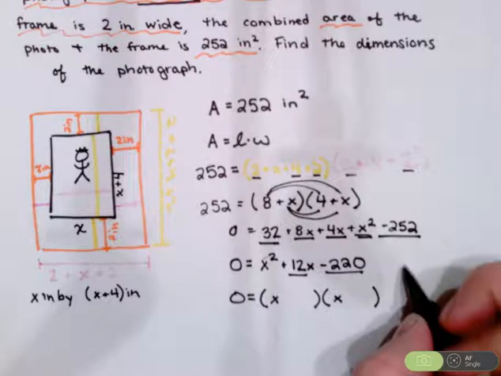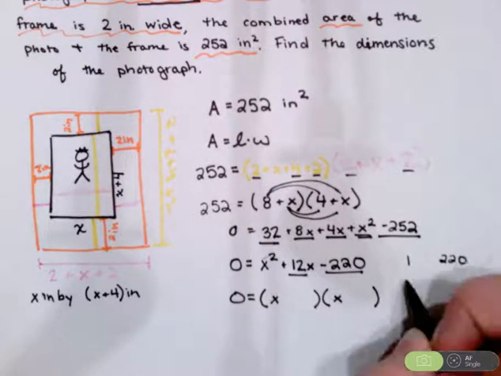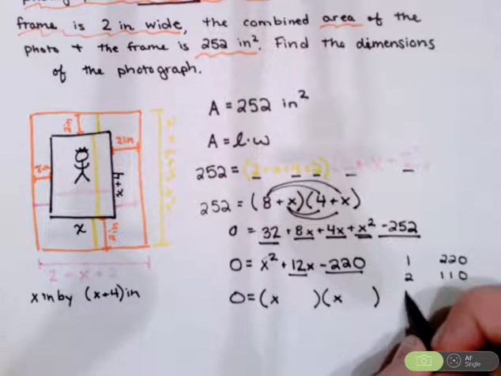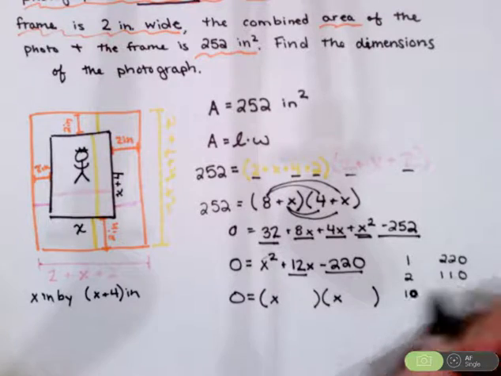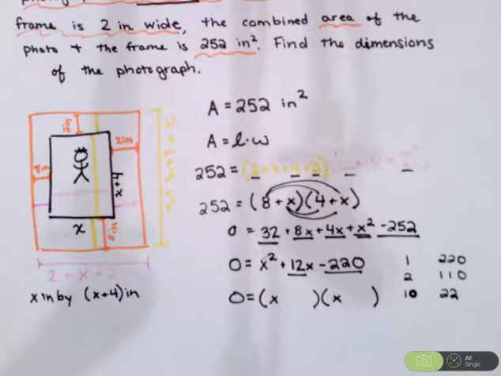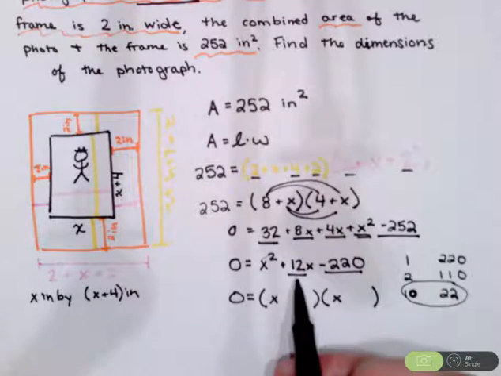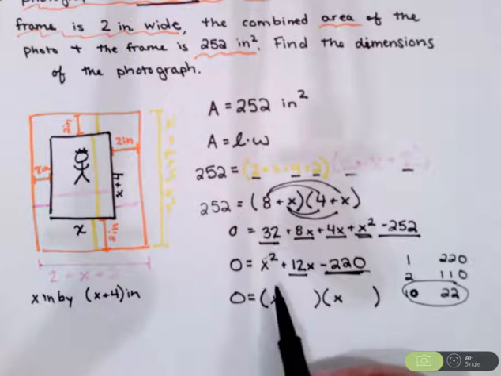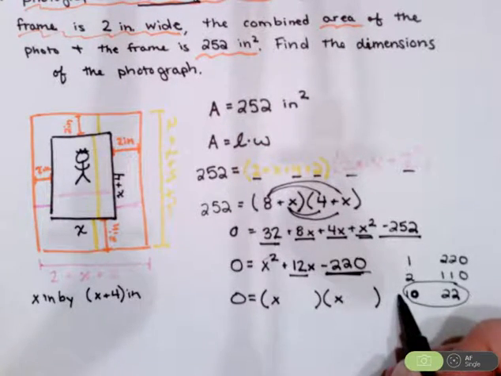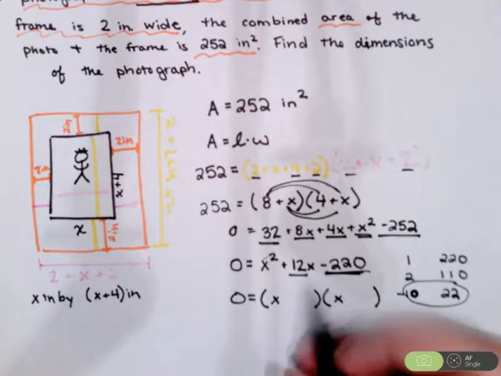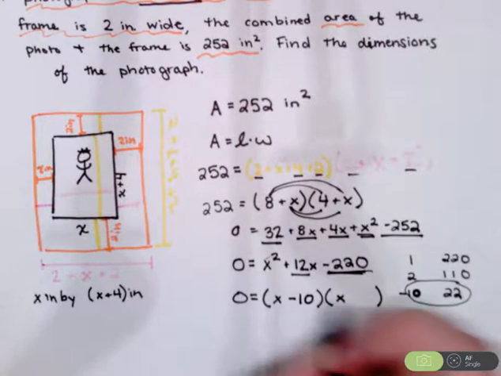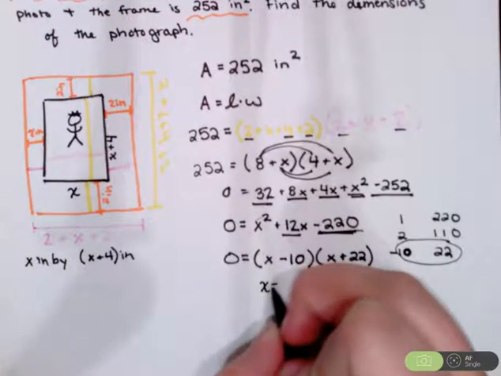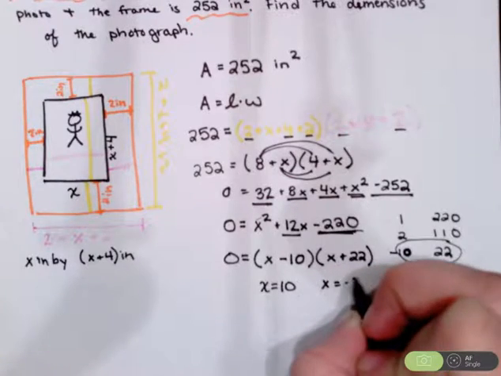You could make a list of your factors: 1 and 220, 2 and 110. I'm going to skip ahead because I already know it. 10 and 22. Hey, 10 and 22 have a difference of 12, which is what we need. Since it's negative 220, one of these has to be negative. I want a positive 12, so if I make 10 negative, negative 10 plus 22 is positive 12. So I have negative 10 and positive 22. Then when you solve, you get x equals 10 and x equals negative 22.